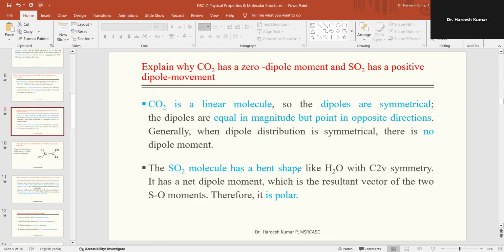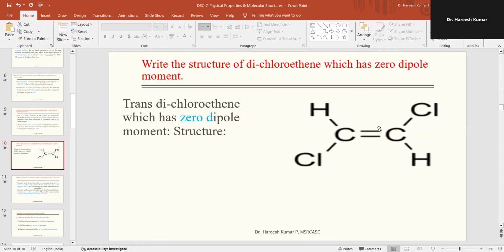Because of this bent shape, the dipole moments are in one direction, and it also has a C2v axis of symmetry, and it has a permanent dipole moment. Therefore, it is a polar molecule. Let's take one more example, more particularly trans dichloroethene.